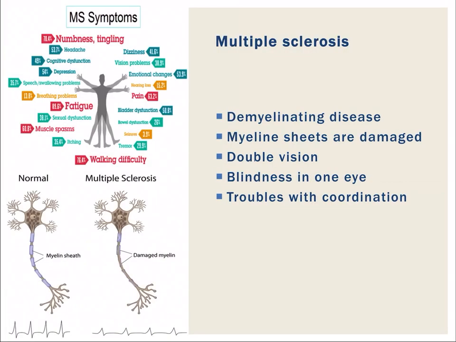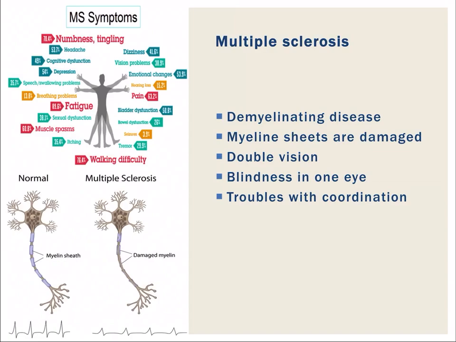Then multiple sclerosis. Well, multiple sclerosis is a demyelinating disease. And when we talked about sensory neurons and motor neurons and interneurons before, what we would have seen is that around the axons of a neuron is a myelin sheath. And a myelin sheath is a fatty sheath that is wrapped around the axon, and it helps with signal transmission. But if that myelin sheath isn't there or it's damaged, then you get a lot of signal leakage.